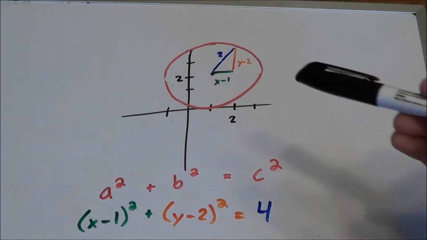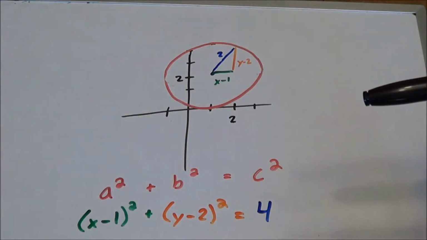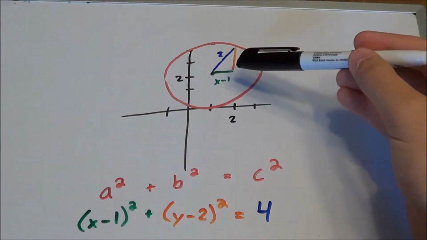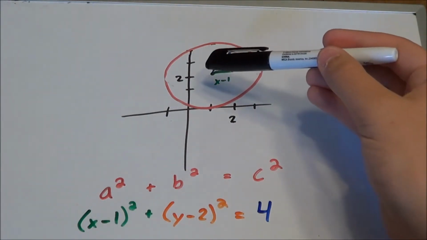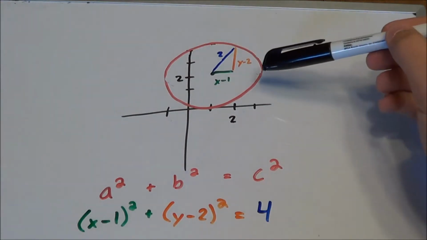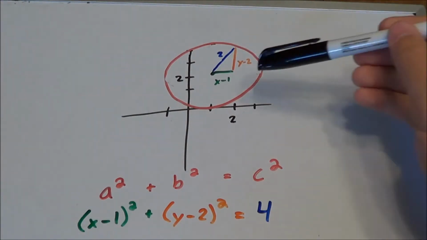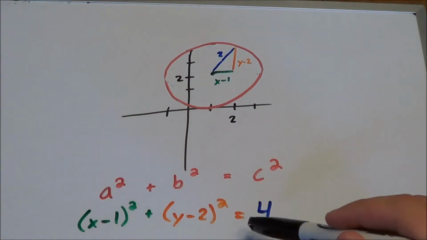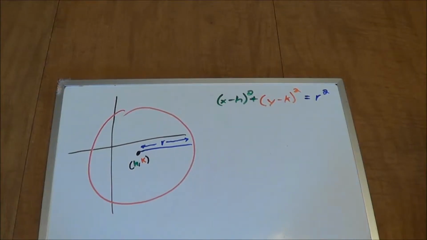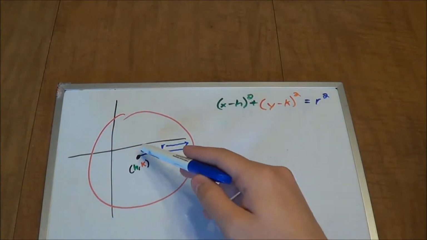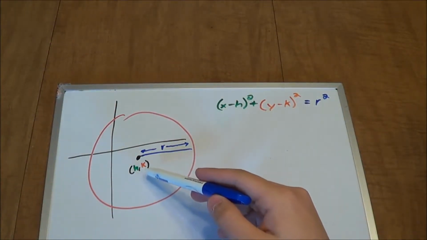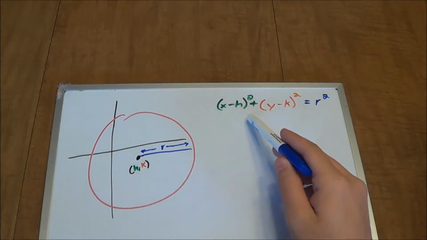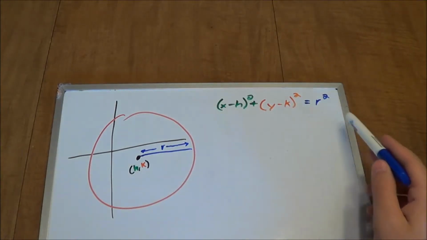Well, you can still draw lines out from the center along the radius and make triangles out of them, but the length of the legs is no longer x and y. This one would be x minus 1, because the center starts at 1, not 0. And this leg would be y minus 2, since that's where the center is. So the equation would become (x minus 1) squared plus (y minus 2) squared equals 4. This leads us to our standard form for circles with a radius of r and a center at h, k: (x minus h) squared plus (y minus k) squared equals r squared.